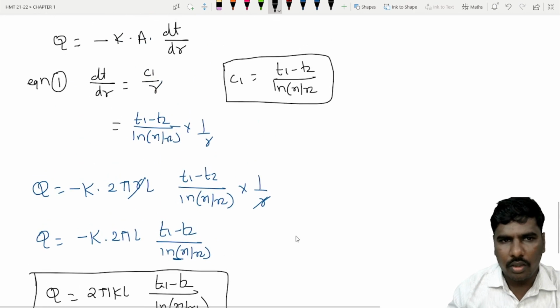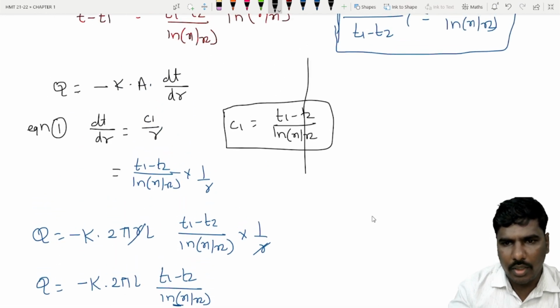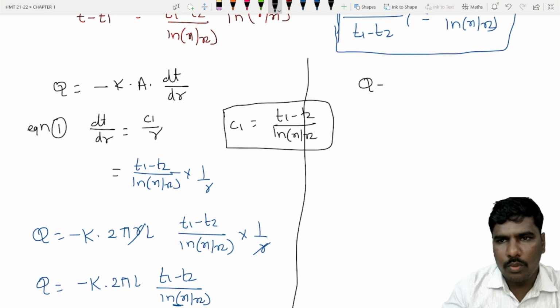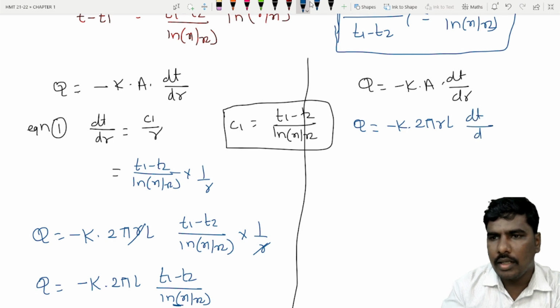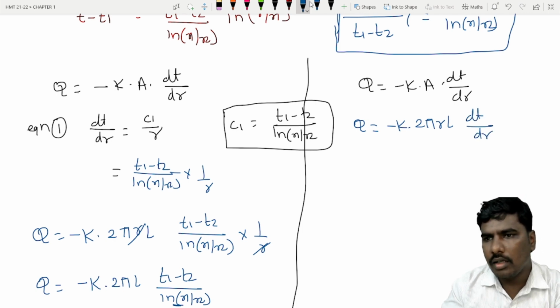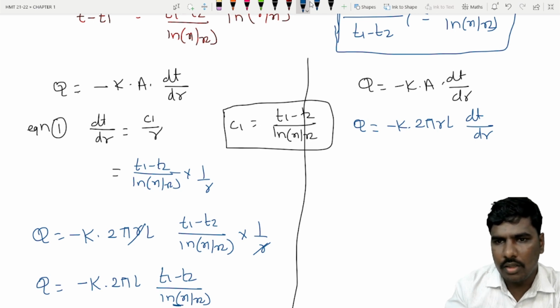Or you can solve this by another method also. We know that Q is equal to minus k A dT by dr, where the area is 2 pi r l, that is the surface area. So I am putting the area here. Q is equal to minus k into 2 pi r l dT by dr. Now taking the r term on one side and the dT term on the other side, I am taking dr here, so this becomes Q into dr divided by r is equal to minus k 2 pi l dT.